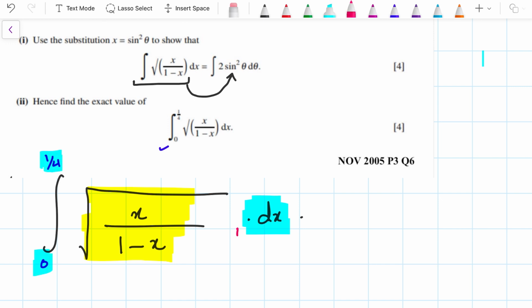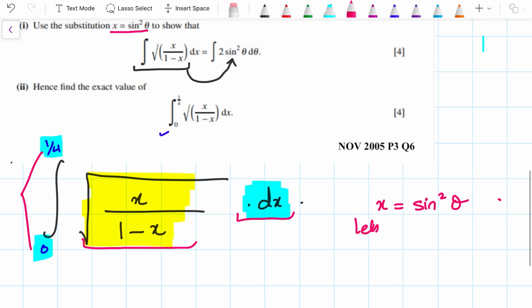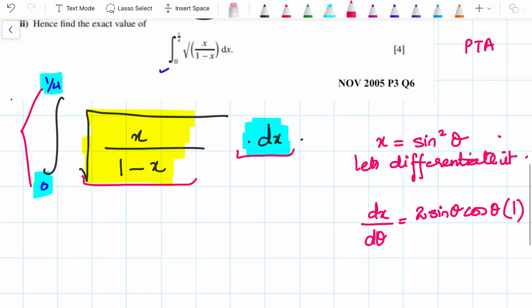So we need to put a substitution here, put a substitution here, and put the substitution in place of the limits. And what is the substitution given to us? x equals sine square theta. So let's differentiate it. When you differentiate, it becomes dx upon d theta. How do we differentiate a trigonometric function? PTA. Power comes down, subtract 1 from the power. The differential of sine theta is cos theta. And the differential of theta is 1, which I don't even write, doesn't matter.